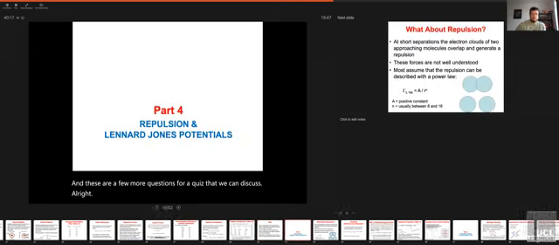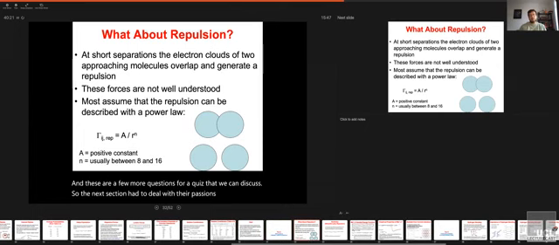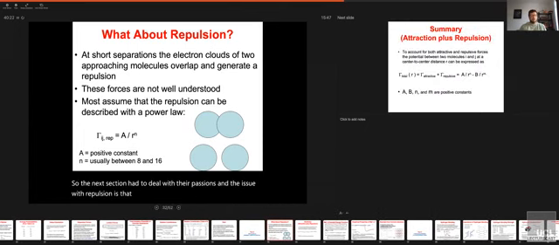So the next section had to do with repulsions. And the issue with repulsion is that we understand it a little bit less. We know that it comes from the electronic clouds. When we take two molecules and push them one against the other, these two molecules start to repel each other, and that's where the repulsion comes from. However, we don't have a mathematical formulation for these repulsions.